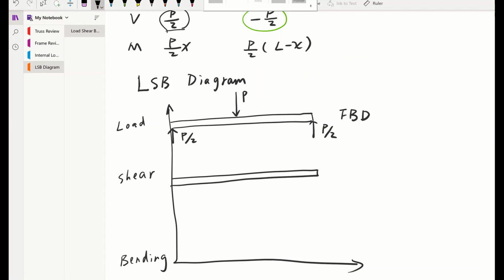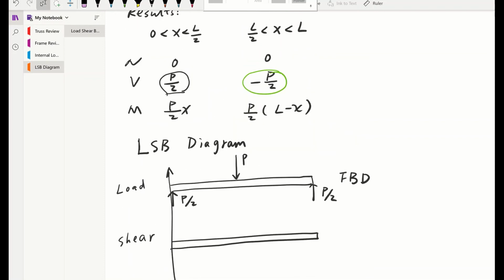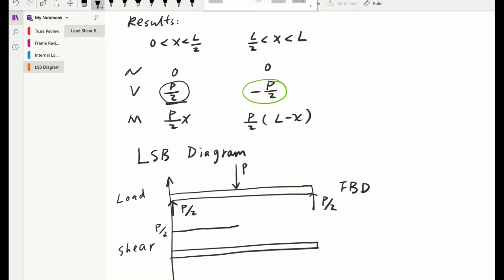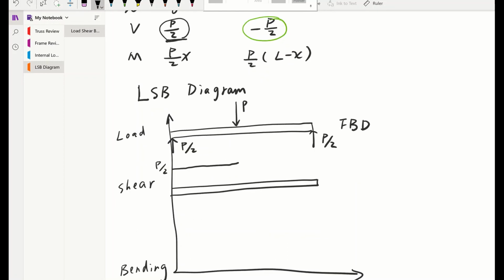Now for the shear, for this entire beam, we have two sections. The first section is the first half of the beam. Our shear is P over 2, so it's going to be a constant value, P over 2. However, once you get into the second half, your shear becomes negative P over 2. So from this point, you're going to jump straight downward, and here we're going to close the ends. That's going to be our shear diagram. This demonstrates for the first half, the shear is P over 2, the second half is negative P over 2.